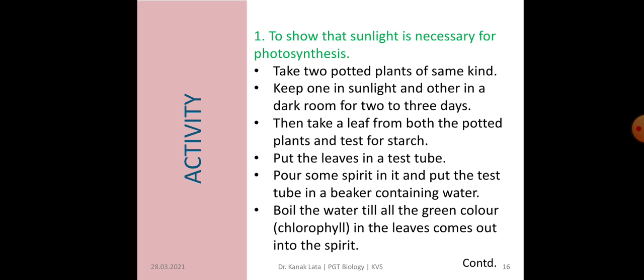For that you have to take 2 potted plants of the same kind, and then you place one potted plant in sunlight and the other in a dark room for 2 to 3 days. After that you take a leaf from both the potted plants and test it for starch. For testing starch, you put the leaves in a test tube. Now pour some spirit in it and put the test tube in a beaker containing water.